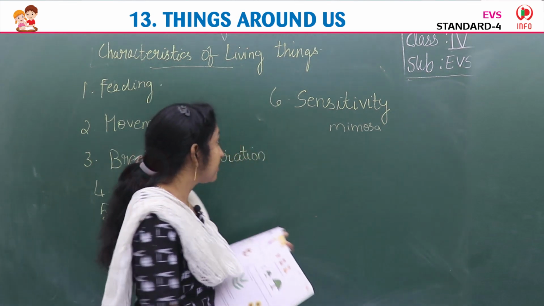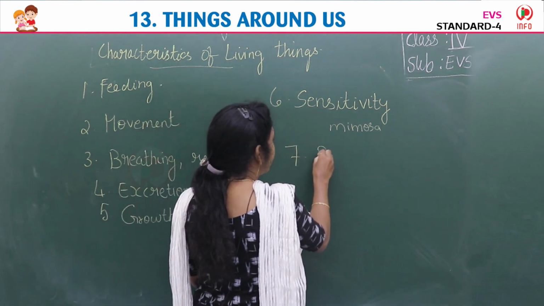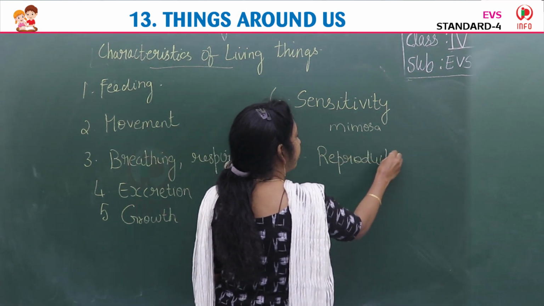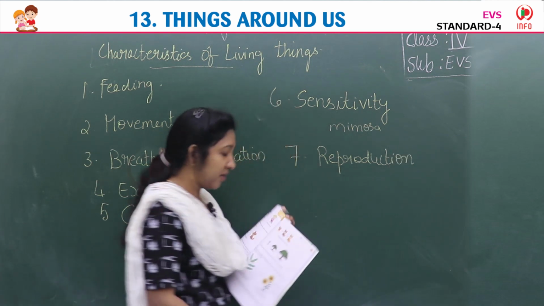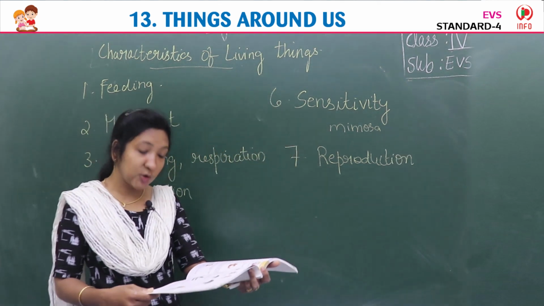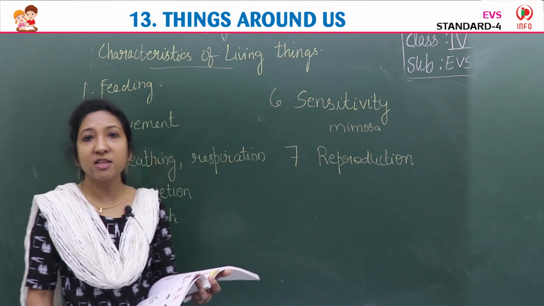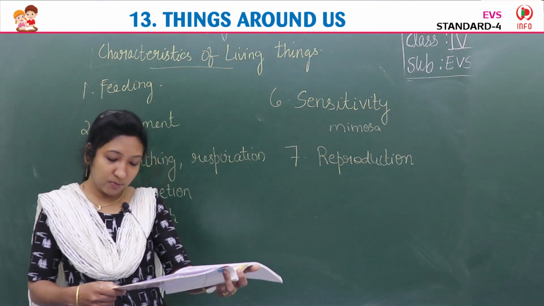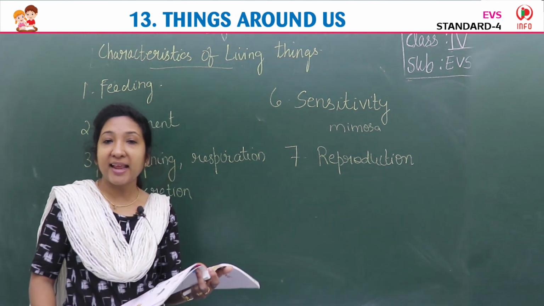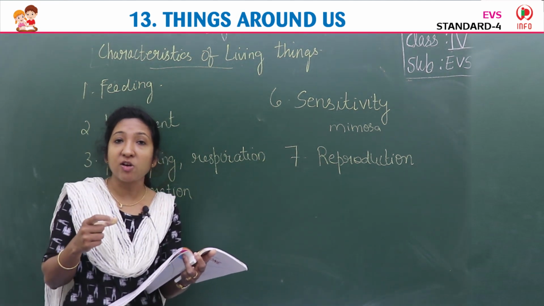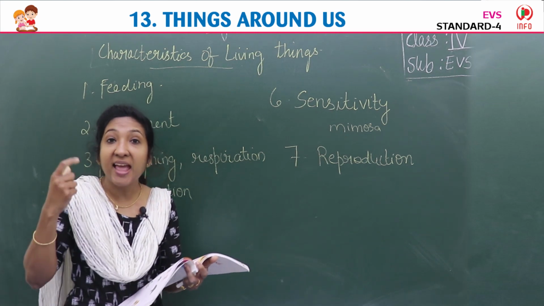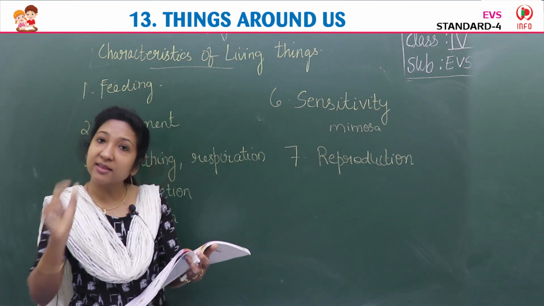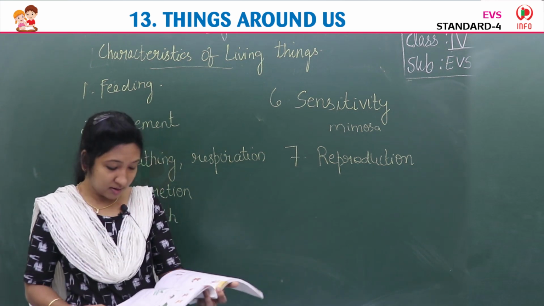Next is reproduction. The seventh one, the last one of the characteristics of a living thing, is reproduction. All living things produce young ones, isn't it? Every living thing produces babies. Humans make babies, cats produce kittens, and pigeons lay eggs. Some birds, like pigeons, lay eggs. You have seen a hen lay eggs. That is a baby actually. From that egg only small chicks come out.